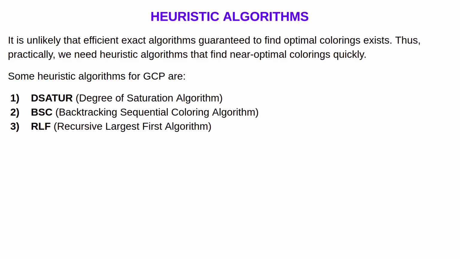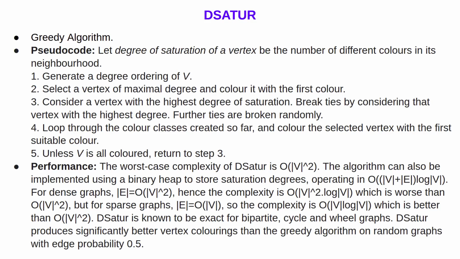Some heuristic algorithms for the GCP are DSATUR or degree of saturation algorithm, BSC backtracking sequential algorithm, and RLF recursive largest first algorithm. There are of course many other algorithms, but in this presentation we will primarily discuss these three. So let us move to the saturation algorithm, DSATUR.